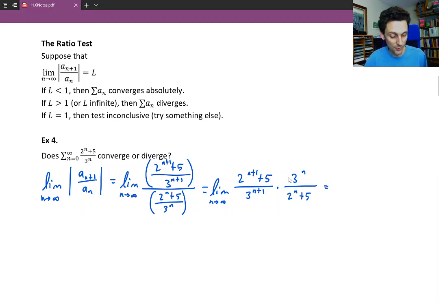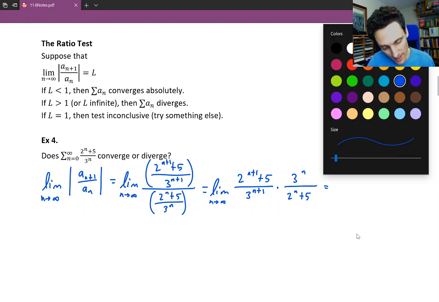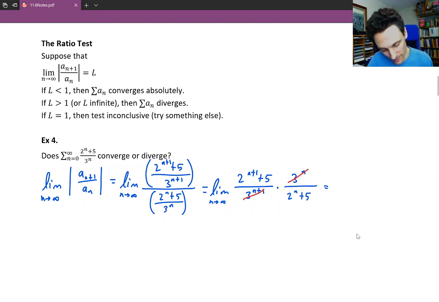Looks like there's a 3 to the n that can cancel on top and bottom, right? N of these factors of 3 on the top will cancel with n of these factors of 3 on the bottom, and you'll have one factor of 3 left on the bottom. Now, you can't do the same thing with the 2 to the power of n and n plus 1, because those aren't factors. You still have that plus 5 to deal with. That's not too bad. Let's see what we have so far.